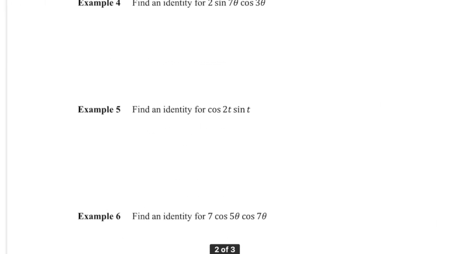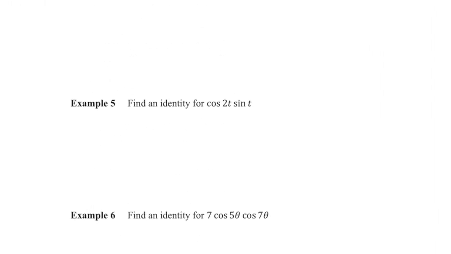A few more examples. Find an identity for 2 times sine of 7 theta times cosine of 3 theta. This is very similar to problem number 1 on the front page. So pause the video and see if you can complete this one on your own. I'll first start off by taking 2 times the identity itself, which is 1/2, times sine of adding them together, so 7 theta plus 3 theta. You can do some of these in your head. You don't have to write all these steps down if you don't need to.